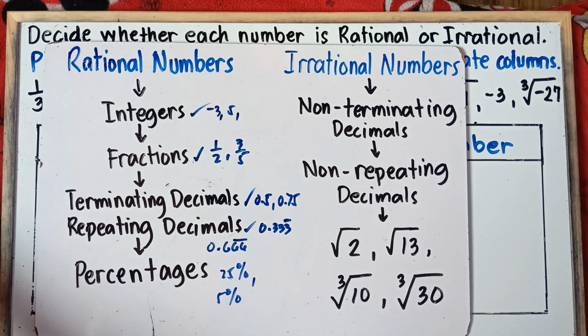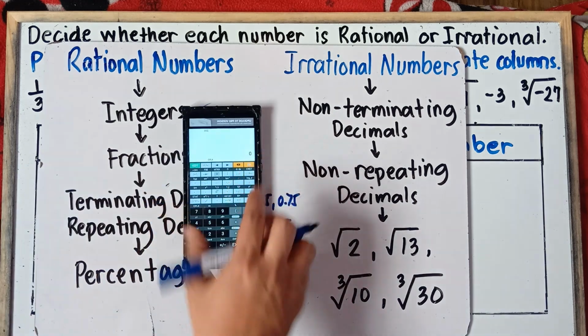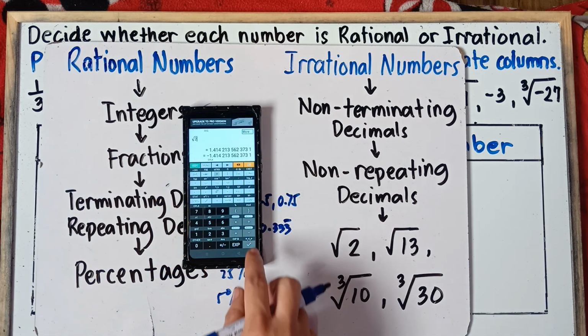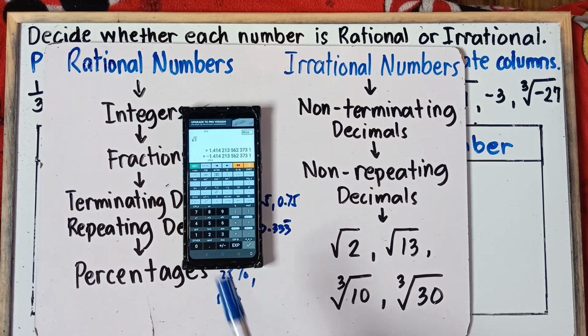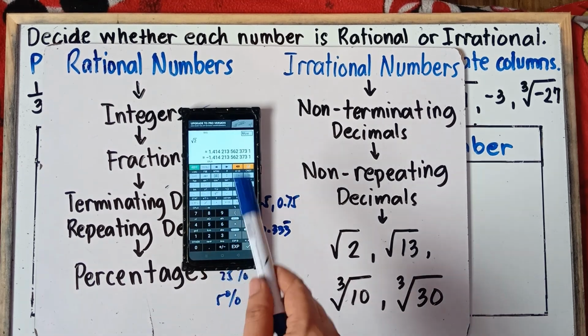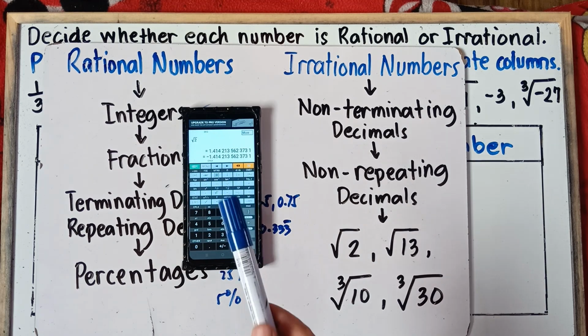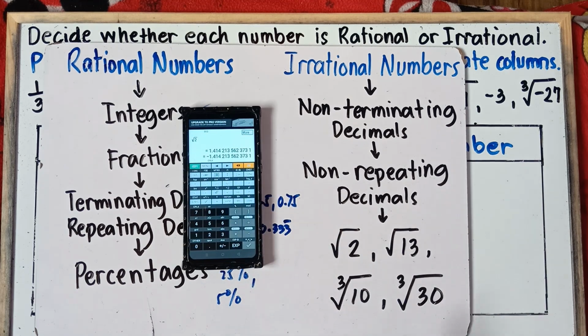Let's use our calculator. Square root of 2. When you get the square root of 2, class, the answer is 1.4142135623731 and so on. The decimal is infinite. It will not stop, class. Therefore, we call that non-terminating decimals.